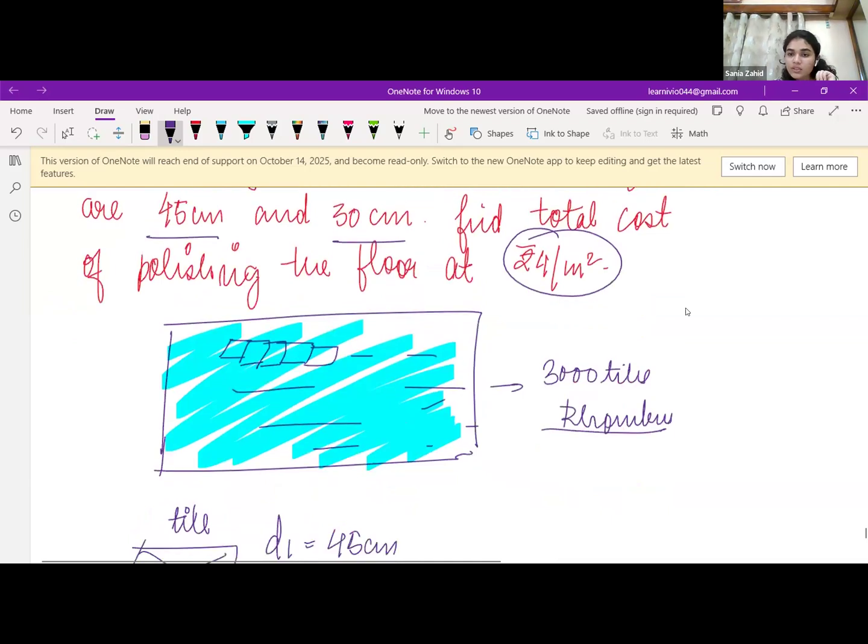What are you saying, Duha? Ma'am, I read it as 24. No, that's 4 rupees.